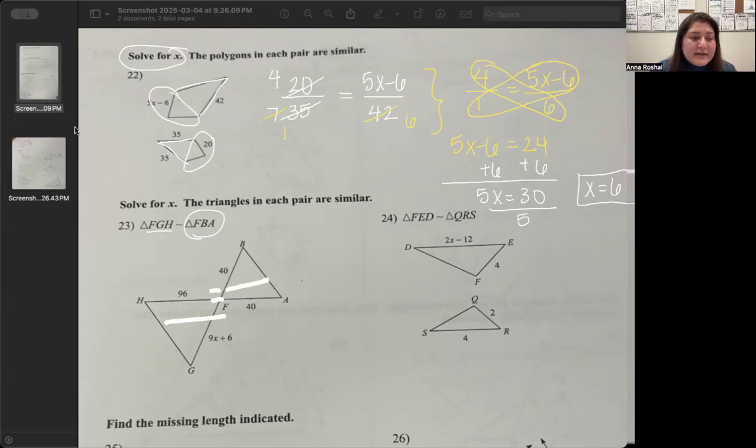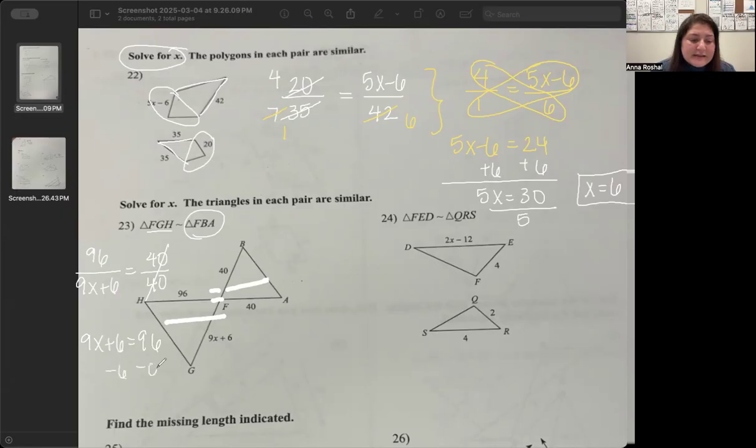When I do write this fraction in, and I have this 96 over 9x plus 6 equals 40 over 40, I know 40 over 40 is just 1. So really, I can say that this 9x plus 6 is the same thing as 96, right? Because I know these two are congruent, so I know these two will also be congruent.